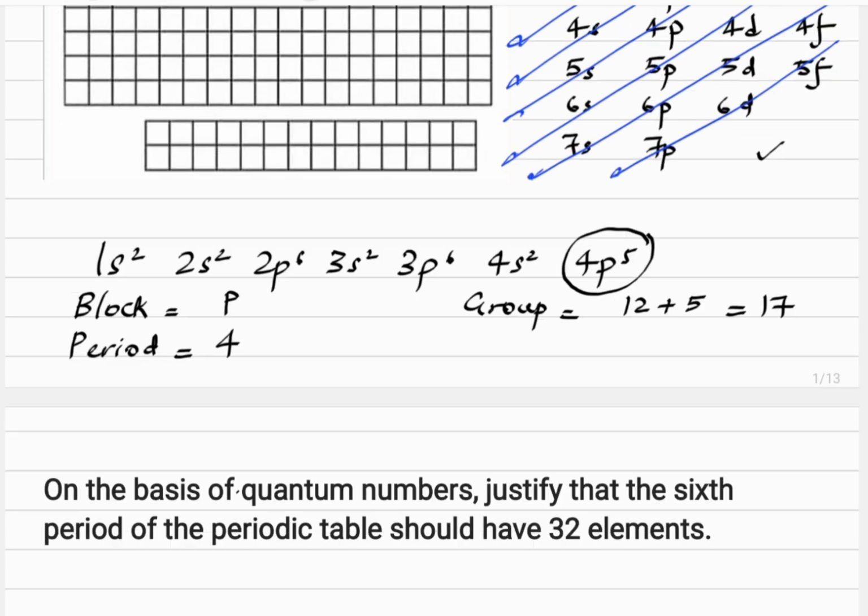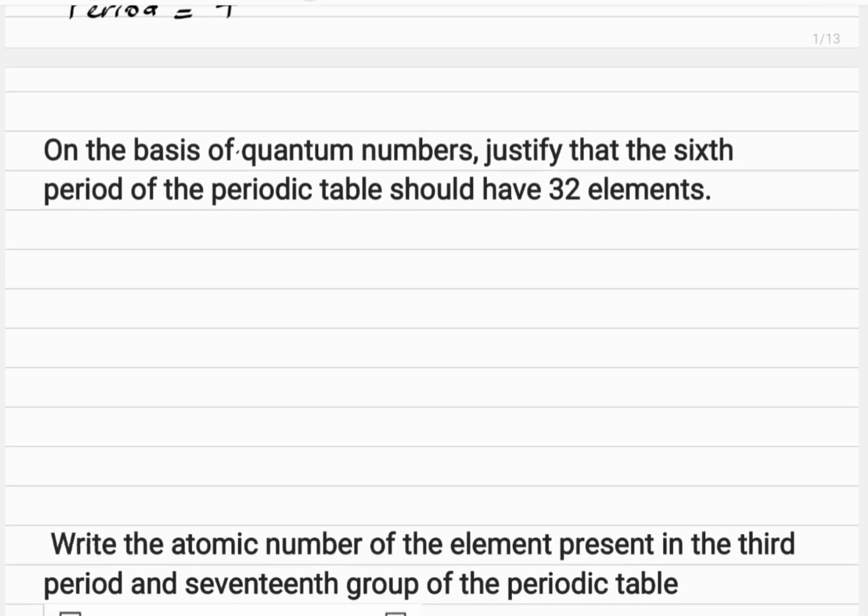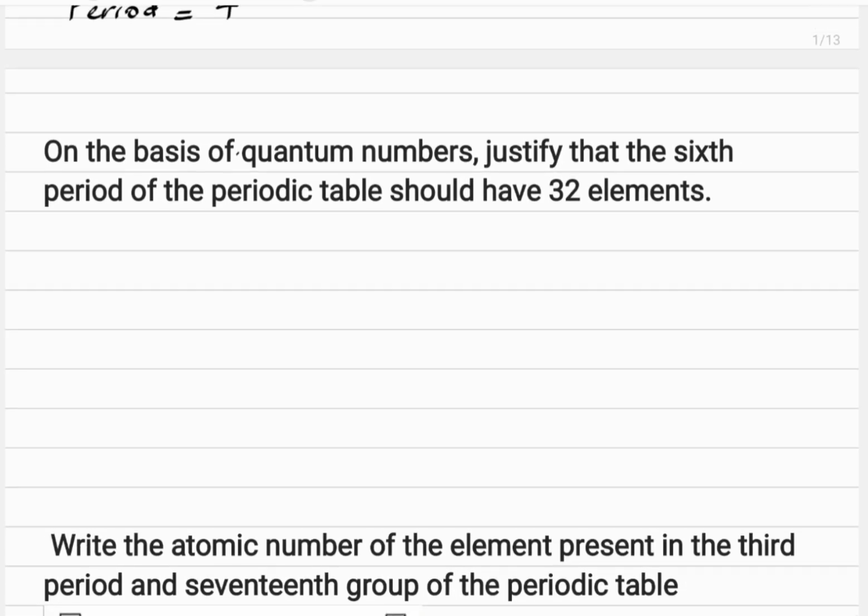Moving on to the next question. On the basis of quantum numbers, justify that the 6th period of the periodic table should have 32 elements. Okay, so 6th period meaning n equals 6. If you follow quantum numbers strictly, you'll see that for n equals 6, l can take values from 0 to n minus 1, that is from 0 to 5.